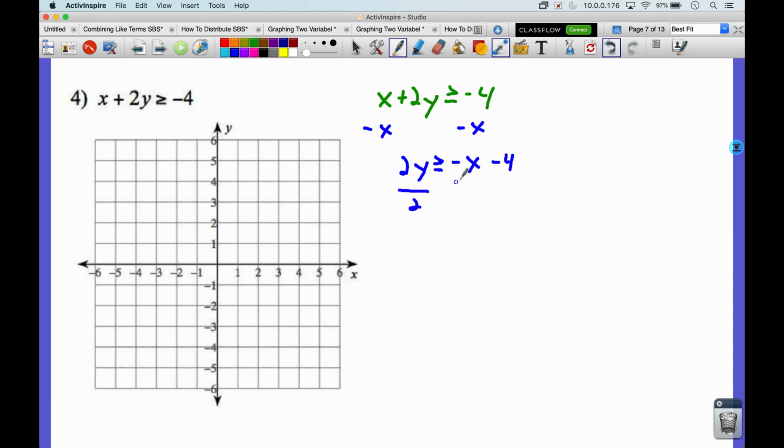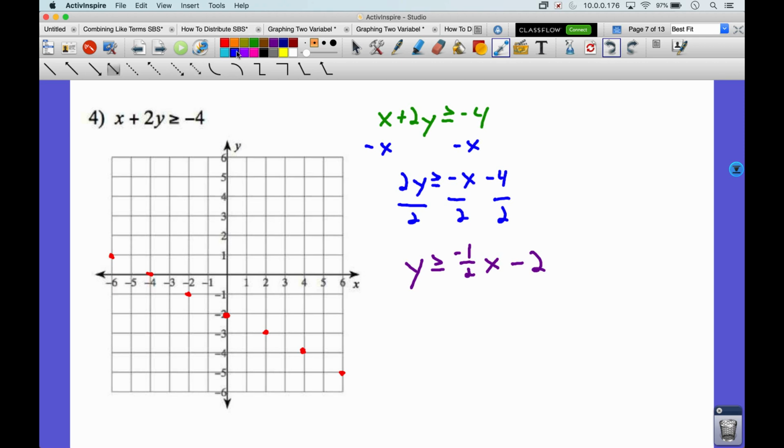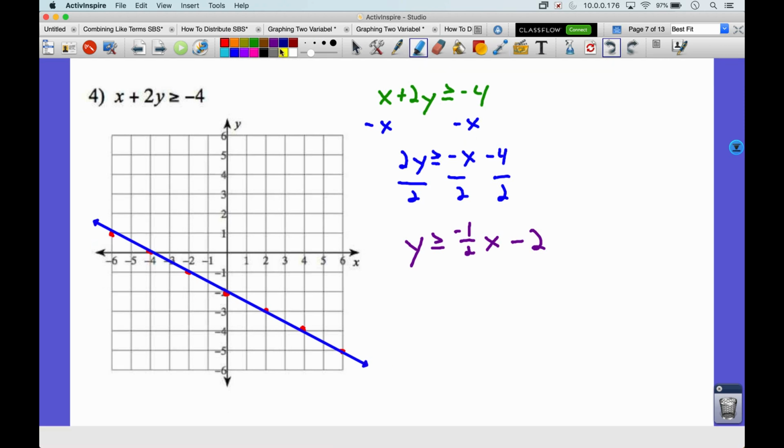I divide both sides by 2. I'll divide each term by 2. Do a little rearrangement here. I get y is greater than or equal to negative 1/2 x minus 2. And now I've got a slope and a y-intercept to use. Notice if that had been a negative 2, I would have had to flip my inequality. But it wasn't, it was a positive 2. All right, point at our y-intercept, attach the slope. Make sure you go in both directions. We're going to pick a solid line because we do want to include the line itself in our solutions. And we're going to shade above.